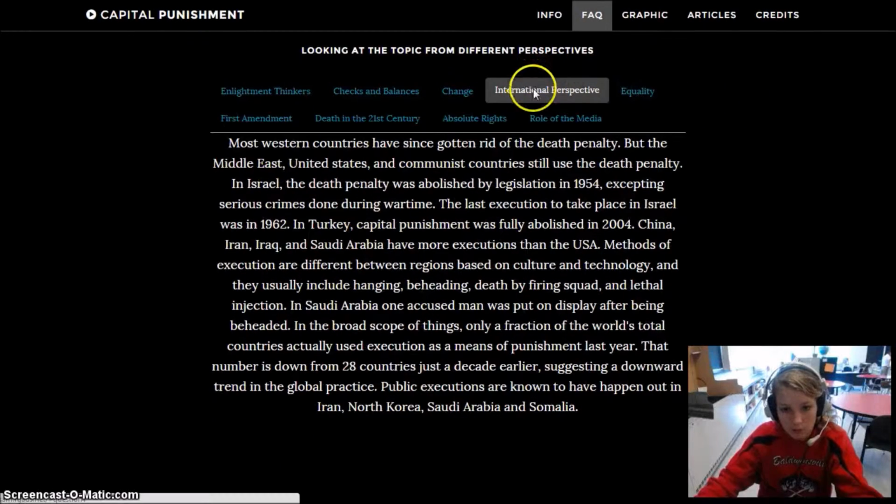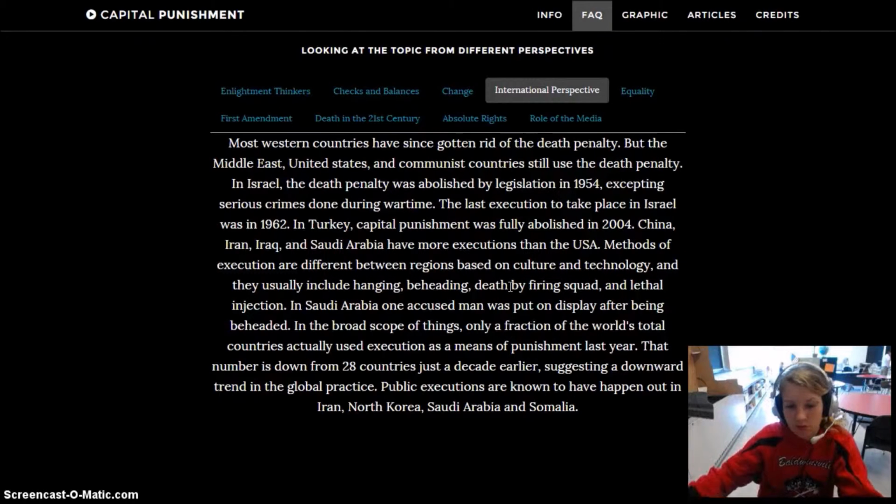If you go to the FAQ, down to the fourth question, it starts talking about the death penalty and where it's used. Most Western countries have gotten rid of it, except for the United States. Out in the Middle East, it's very culture based and religious, and there's a lot of death penalty. And in the United States, we've been slowly getting rid of it and then bringing it back, and it's just been teetering.